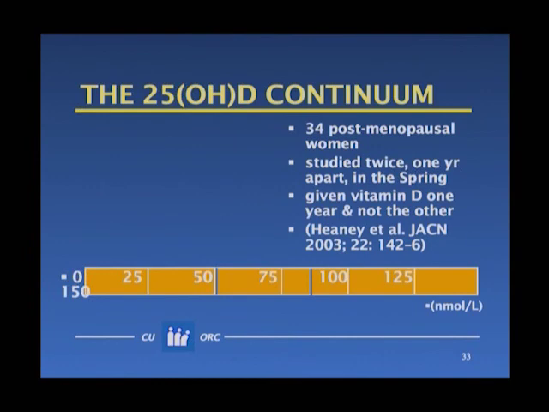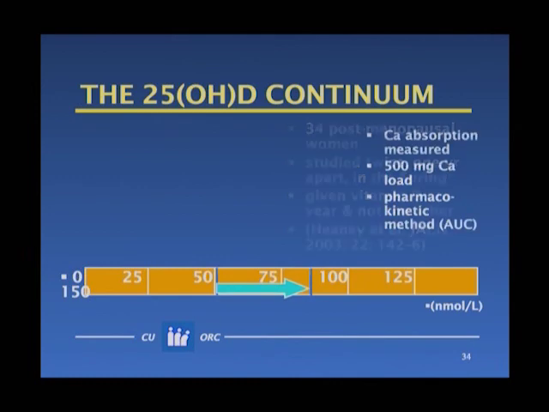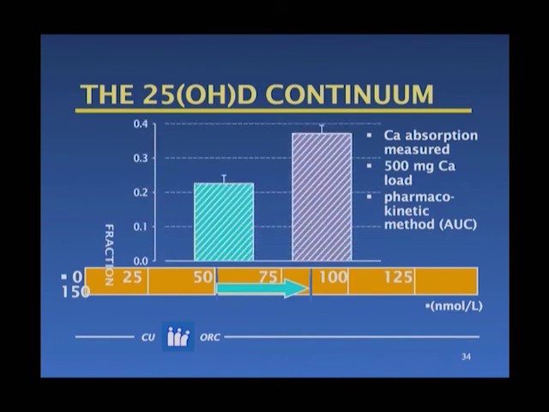For instance, in a study we published several years ago, we raised serum 25-hydroxy-D from 50 nanomoles to about 80 nanomoles per liter, and we measured calcium absorption under the circumstances, and this is what we found. That absorption fraction went from about 22% up to around 37% simply by raising the vitamin D status from 50 to about 80 nanomoles per liter. That was a very substantial improvement in calcium absorption.